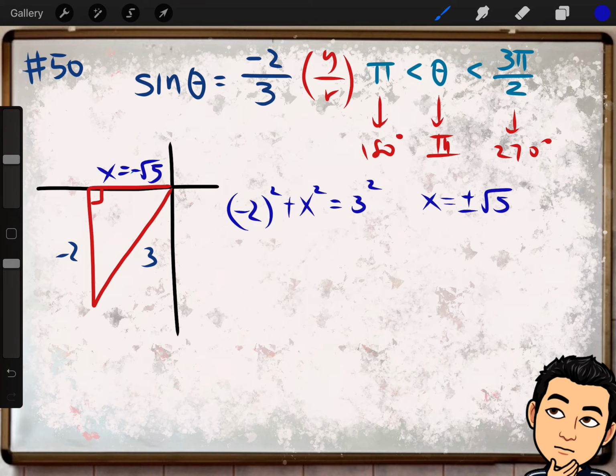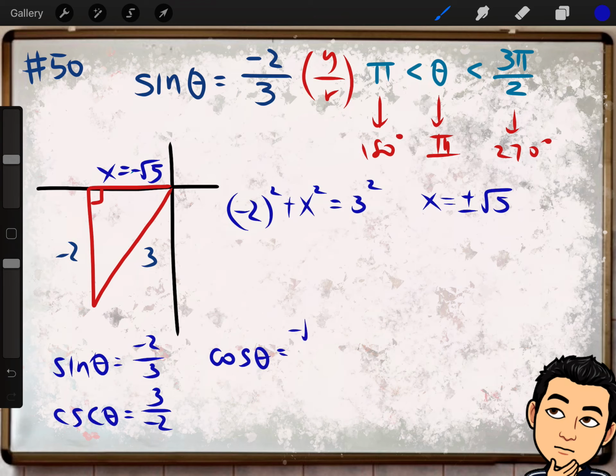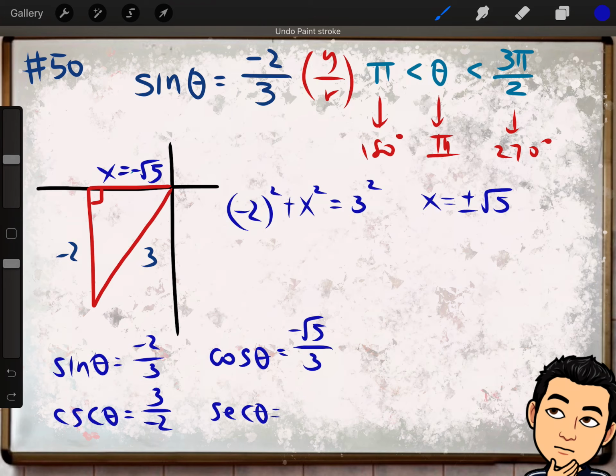Okay, so let's go ahead and write down all 6 trig functions. Sine theta, it's already given, so negative 2 over 3. So which means that cosecant theta is just the reciprocal of it, so 3 over negative 2. So cosine theta is negative radical 5 over 3. So secant is going to be the reciprocal of it, so it's going to be 3 over negative rad 5. Okay, I'm going to have to rationalize this. So you have to multiply by rad 5 over rad 5. So it's going to be negative 3 rad 5 over 5.